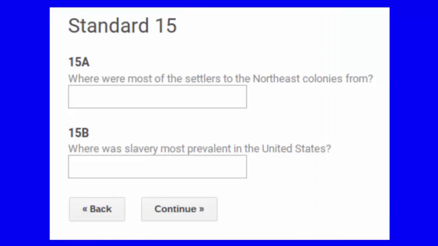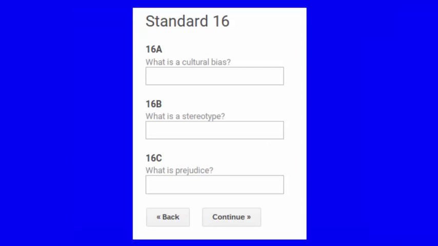Standard 15. 15A. Where were most of the settlers to the Northeast colonies from? 15B. Where was slavery most prevalent in the United States? Standard 16. 16A. What is cultural bias? 16B. What is a stereotype? 16C. What is prejudice?